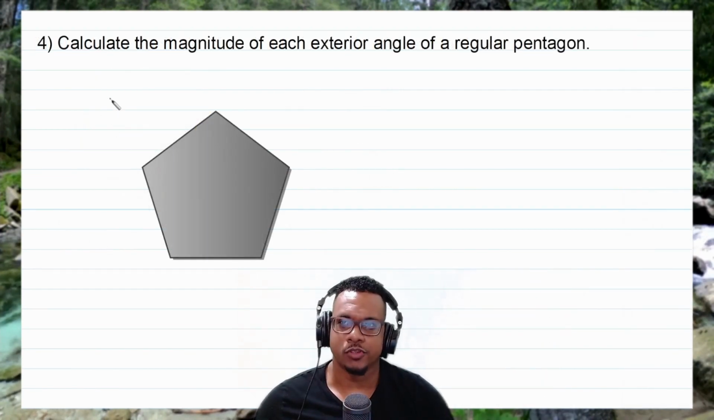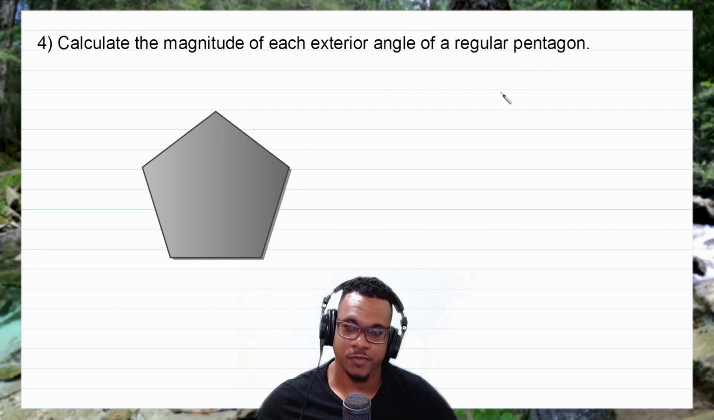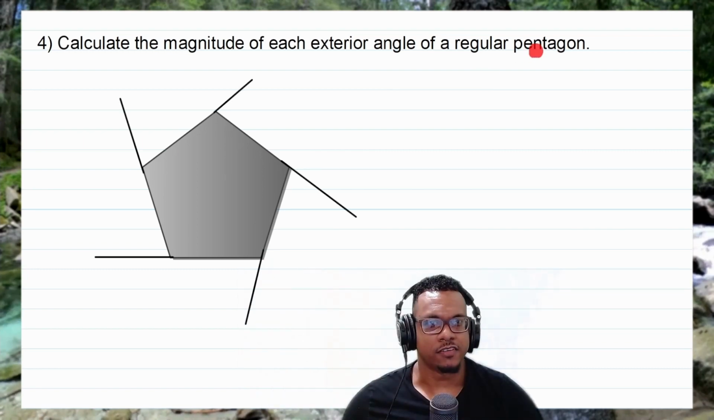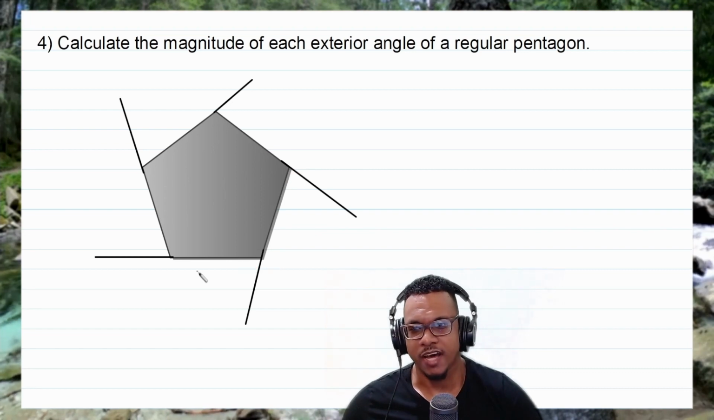So here in my fourth question, I want to calculate the magnitude of each exterior angle of a regular pentagon. So a pentagon has 5 sides, 1, 2, 3, 4, 5. And we know that the sum of the exterior angles of any polygon would be 360 degrees. So since the pentagon is regular, each exterior angle would have the same magnitude. So I can call each exterior angle x.